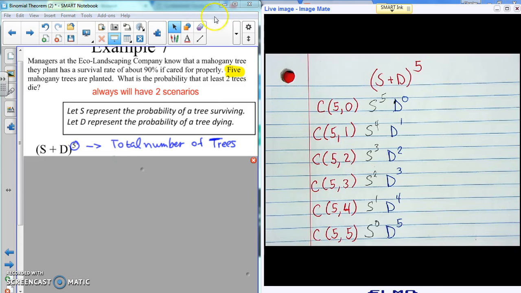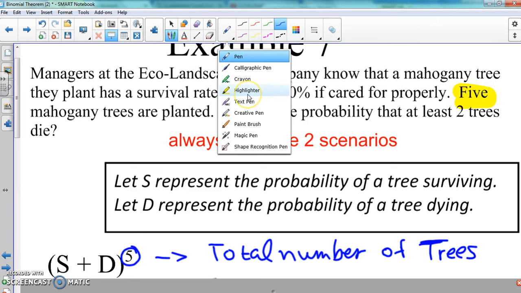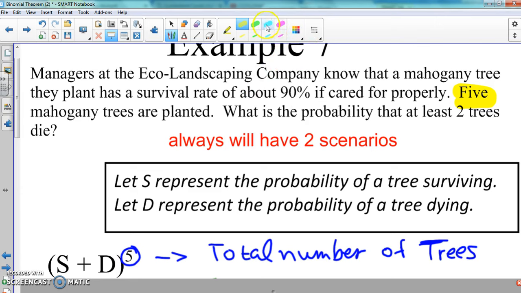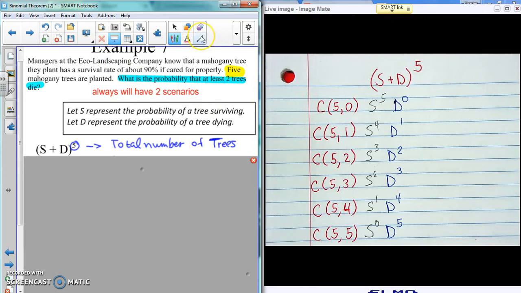Now, for the problem here, I'm going to bring this big again. They gave us this last part because this is what they want you to find. Let's change it to, let's say, blue. It says, what is the probability that at least 2 trees die? At least 2 trees die. Okay, so if we're talking about at least 2 trees dying, does that mean 2 or less? Does that mean 2? Or does that mean 2 or more trees dying?